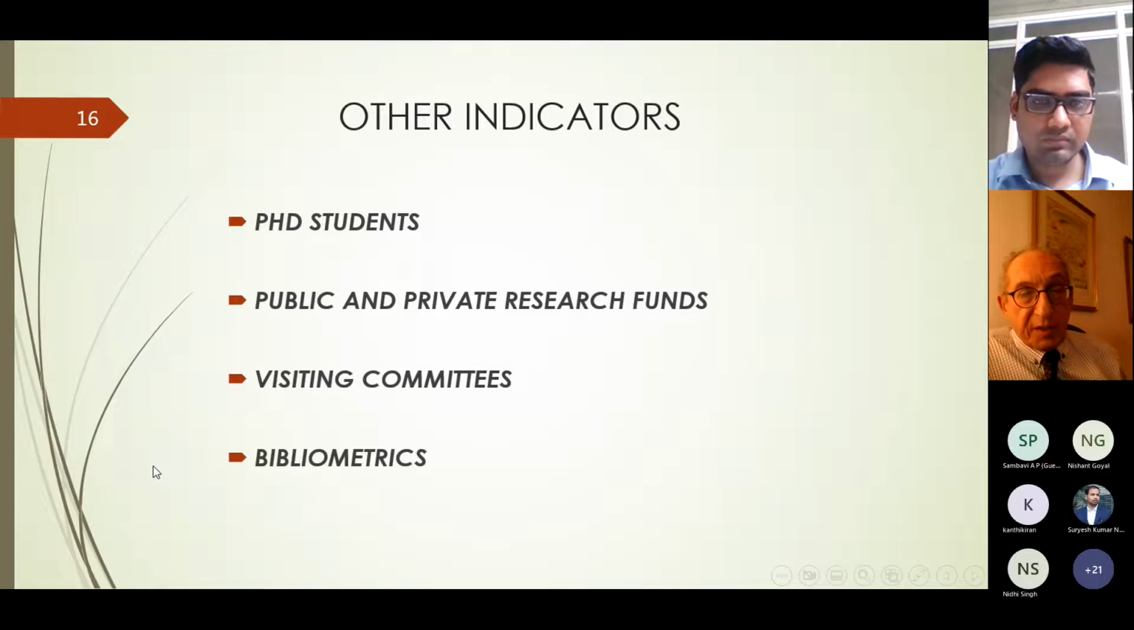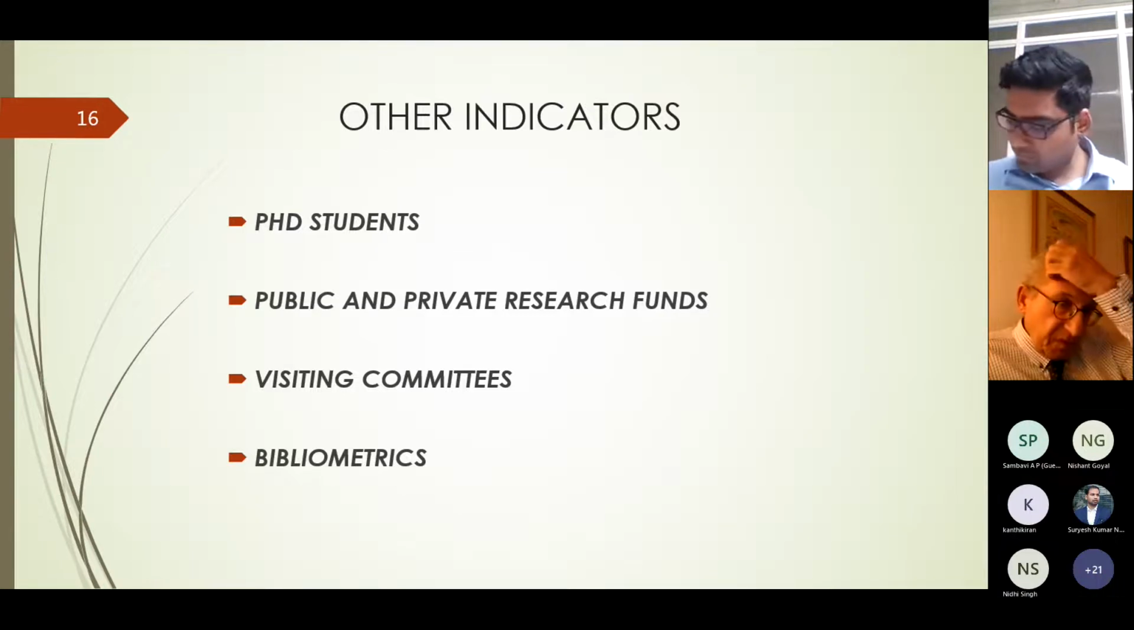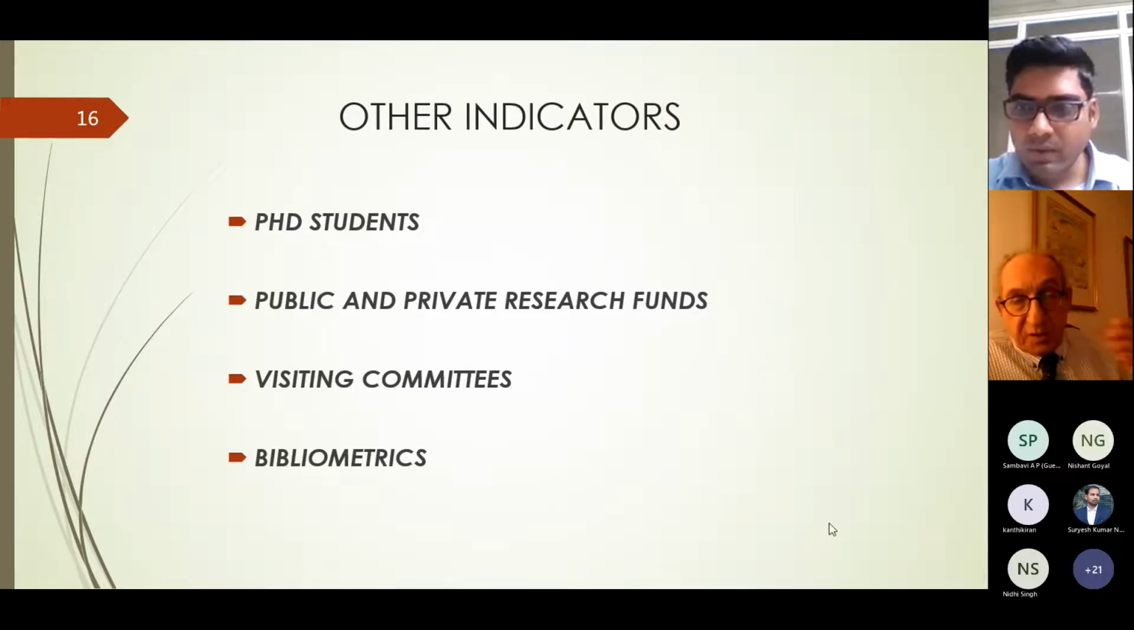So the output, as I said before, the four major outputs for funding R&D in universities are PhD students, public and private research funds, visiting committees, and bibliometrics. Okay. Next slide. So those are the R&D components.